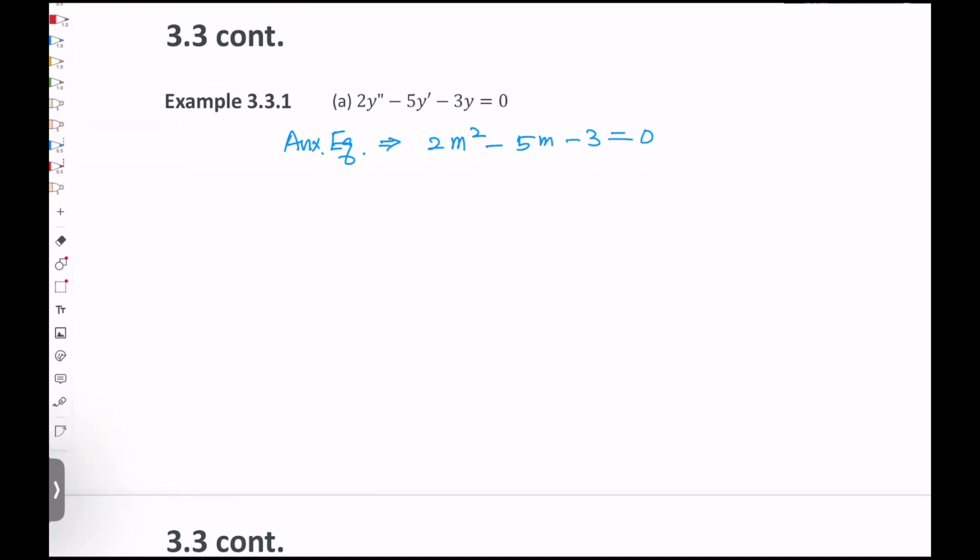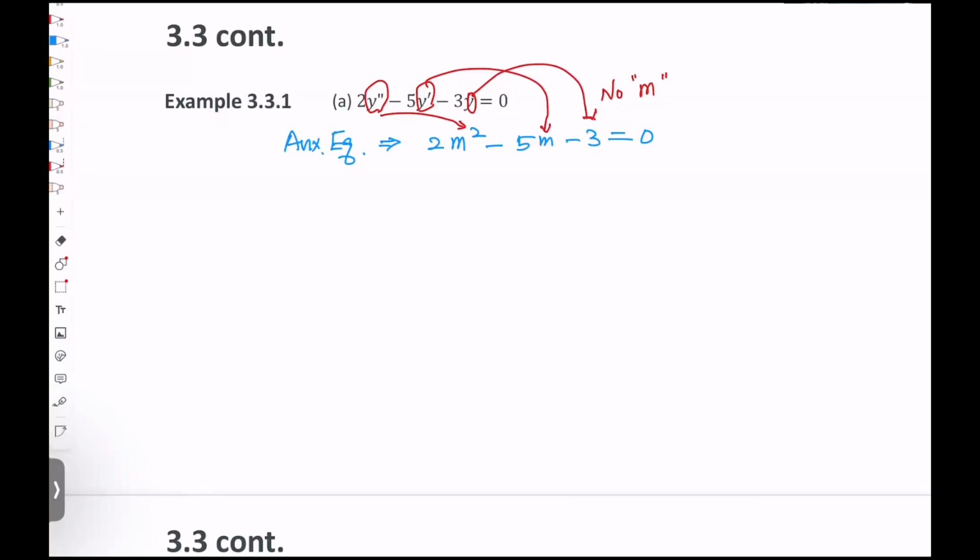You need to be careful here. I know every time some of you get confused and put the m at the very last one. So double prime for the second power, single prime for the first power, no prime for no m. Take a note on that. So if you have a 3y, you are not going to write 3m.